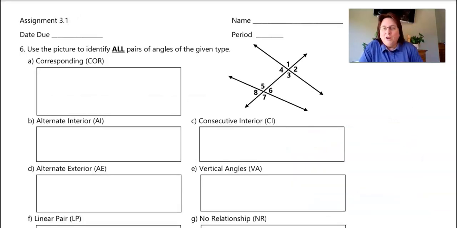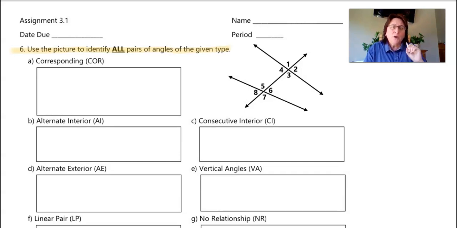Hello again. All right, so guys, on question number 6, it says that we're going to use the picture to identify all pairs of angles of the given type. So those are those angle relationships that we just talked about, plus the angle relationships from chapter 1. Okay, so let's take a look at this, and I'm going to help you guys by helping you to identify at least one pair, okay, of angle relationships. So the very first one that it asks us for is corresponding.